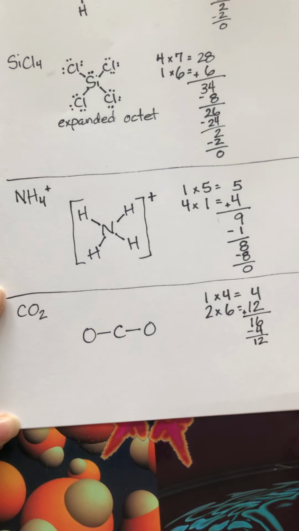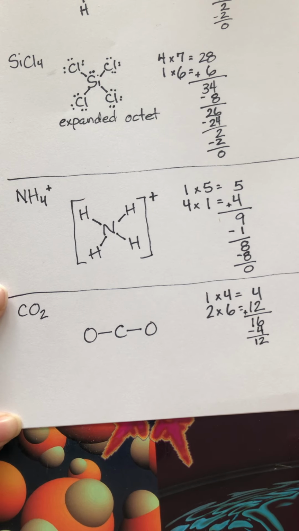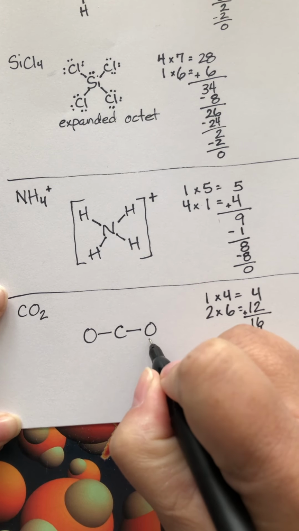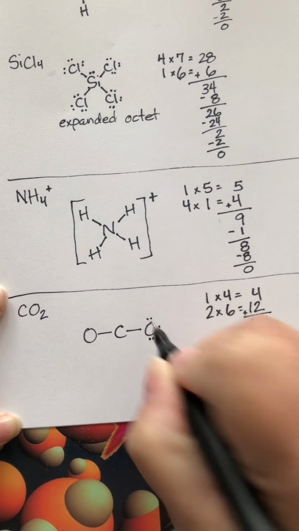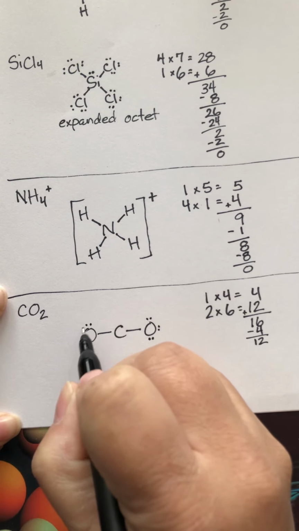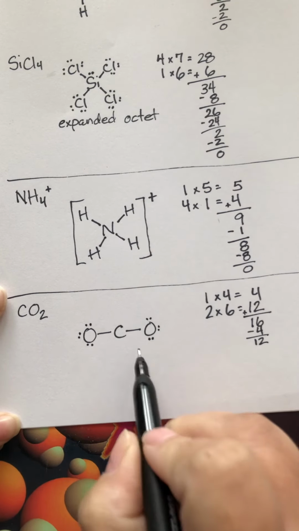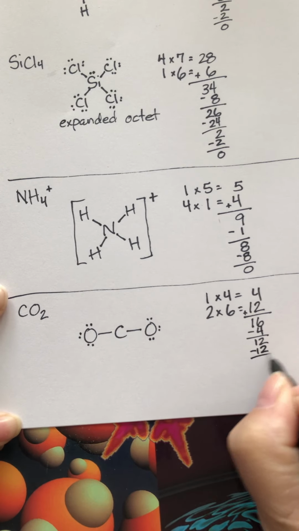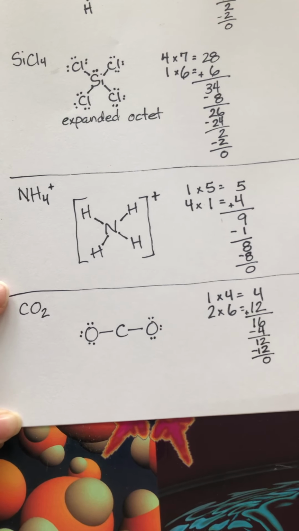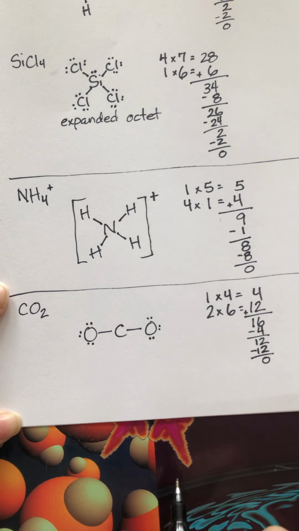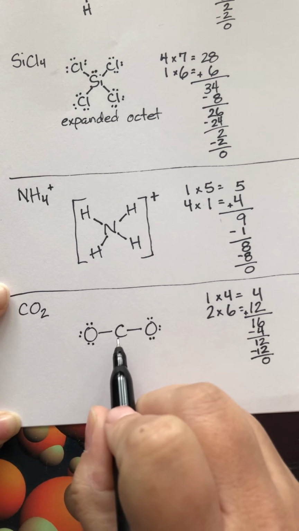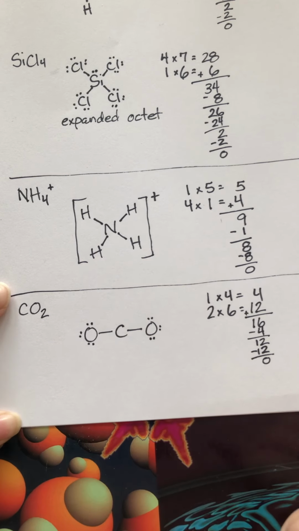I'm going to do what the rules tell me: start from the outside and work my way in distributing lone pairs. So this oxygen needs 6, 2, 4, 6. And this oxygen needs 6, 2, 4, 6. Altogether, I've distributed 2, 4, 6, 8, 10, 12. All of my electrons have homes and I have nothing left. However, when I do my octet and duet rule check, I see that oxygens are happy, but carbon has only 4 electrons that it can claim.